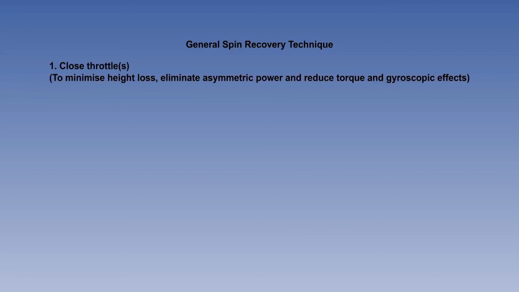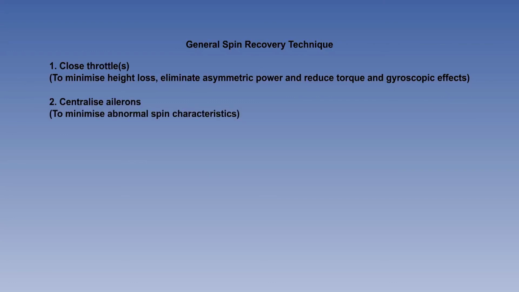First, move the throttle or throttles to idle. This minimizes height loss and reduces the likelihood of a flat spin developing. It also eliminates asymmetric thrust in multi-engine aircraft and reduces engine torque and propeller gyroscopic effects which could aggravate the spin.